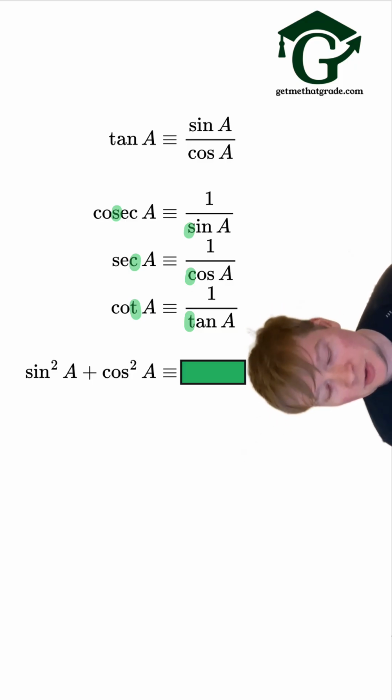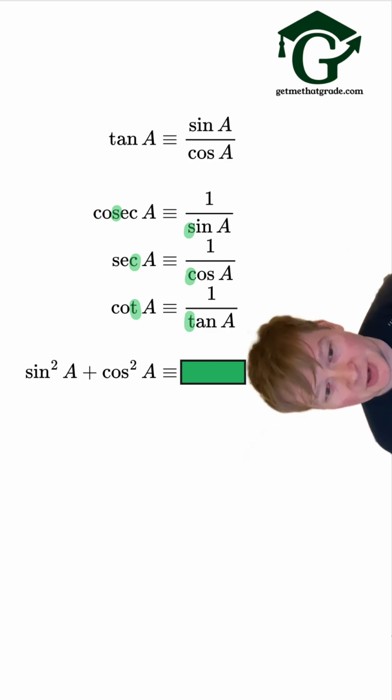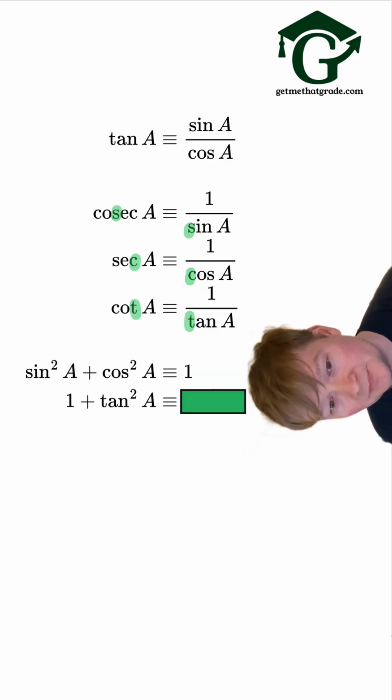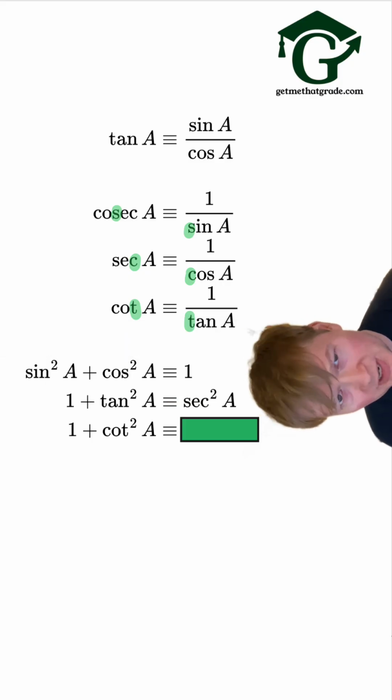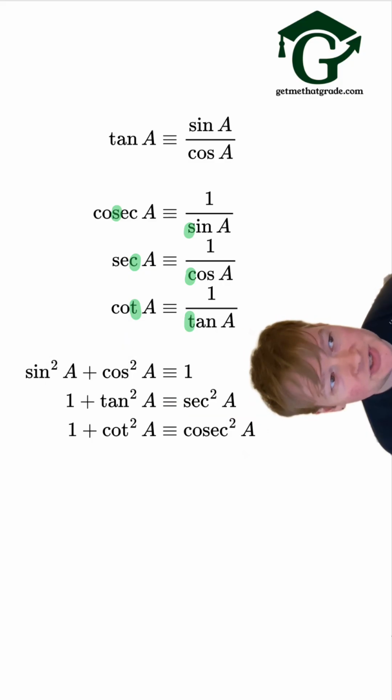What about your Pythagorean identities? Sine squared plus cos squared, I think most people know, that's 1. But do you know 1 plus tan squared? That's sec squared. 1 plus cot squared? That's cosec squared. And what about your double angle formulae?